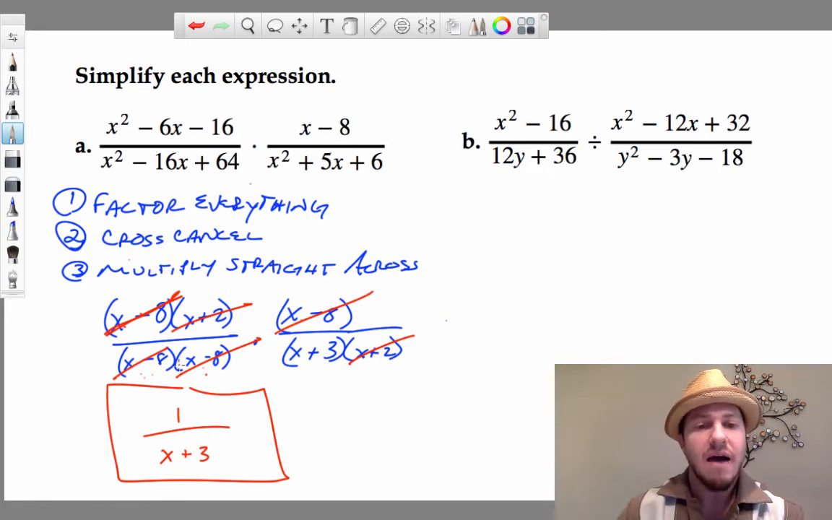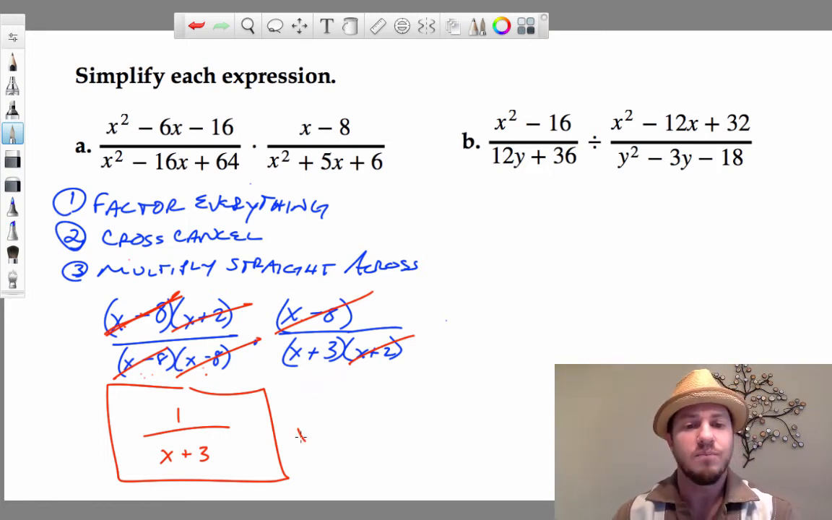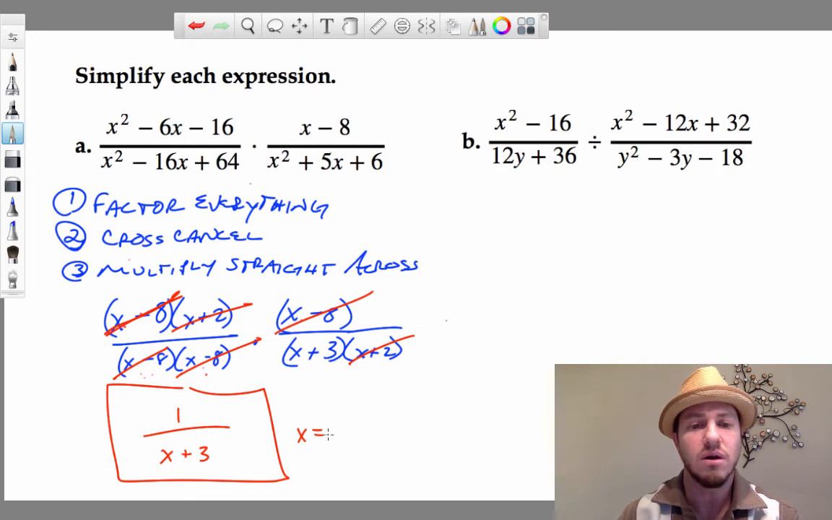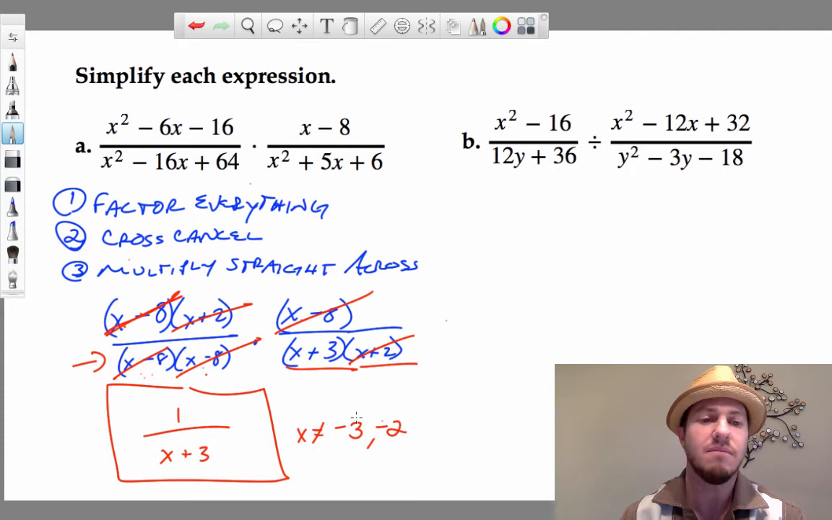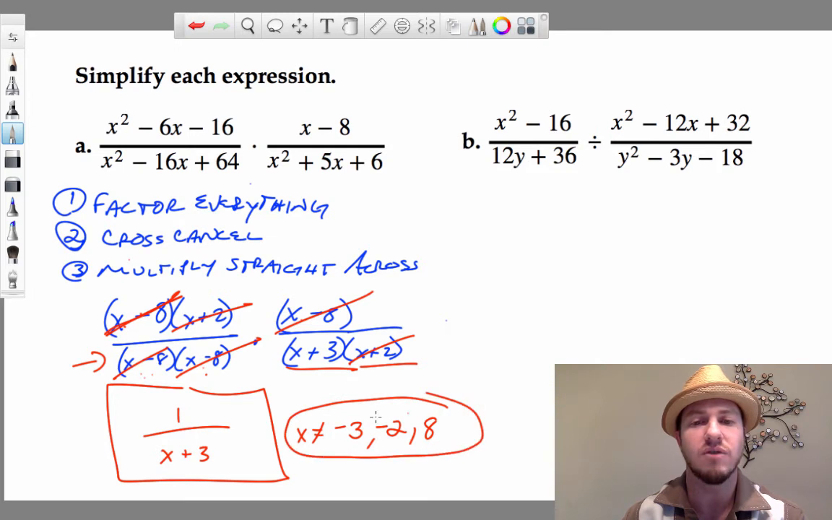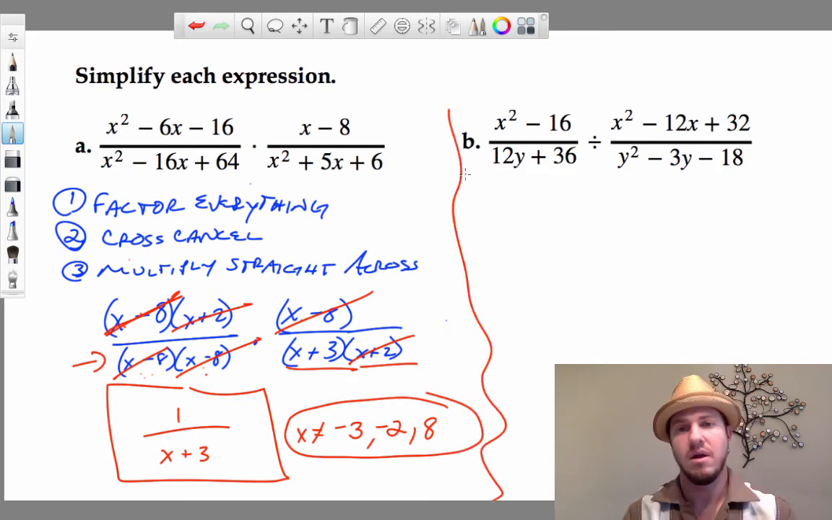Now you are going to have to label your restrictions. In this case, x is not allowed to equal negative 3. Well, remember you got to go back to before you canceled out these common factors. So it's going to be x cannot equal negative 3, negative 2, positive 8, and positive 8. Well, because those are the same, I only need to write it once. So x cannot equal negative 3, negative 2, or positive 8.